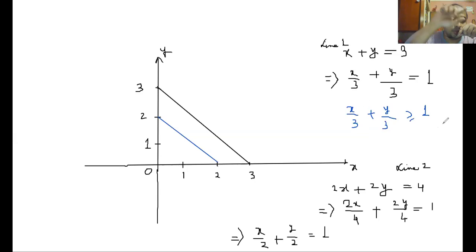And according to the rule given in the PDF, I told you, if the origin doesn't satisfy the inequation, you have to consider that side of the straight line which doesn't contain 0, 0. So for line 1, that means this black line, your region will be this one. This will be your region.